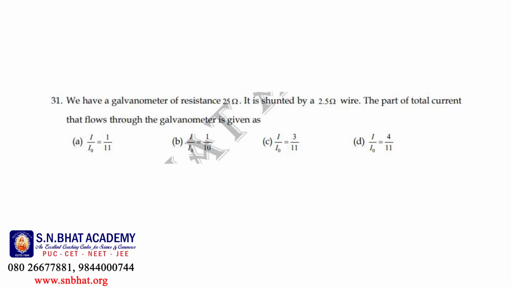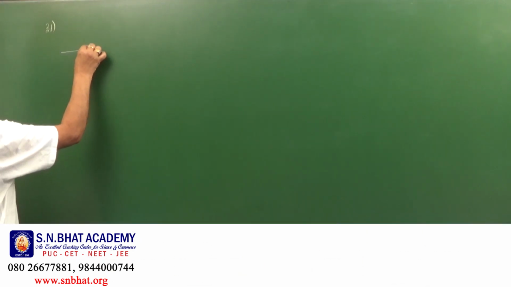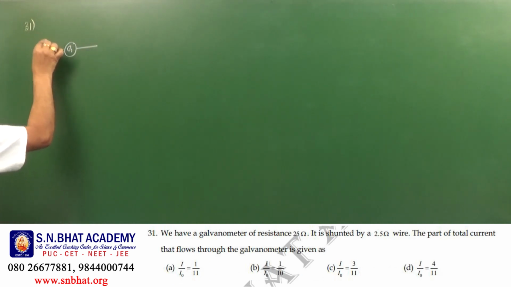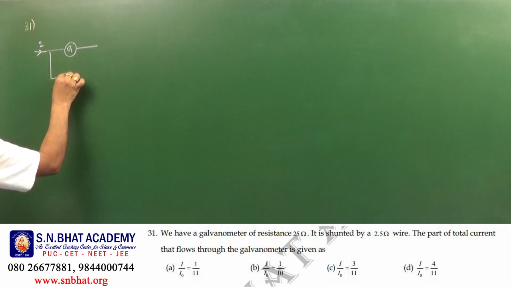Study that question carefully. We have a galvanometer of resistance 25 ohms and it is shunted by a 2.5 ohm wire. A part of the total current that flows through the galvanometer is given as. Here is a galvanometer where the current is I and it is shunted like this.